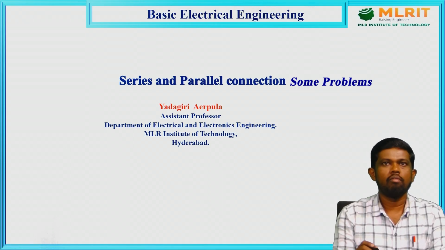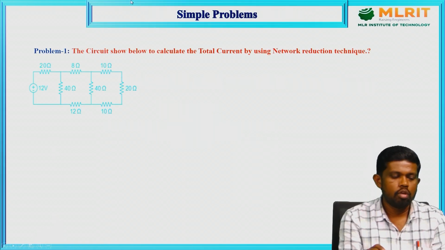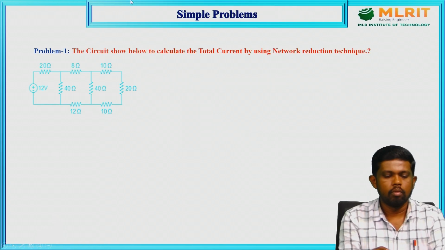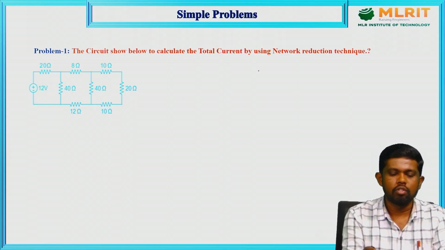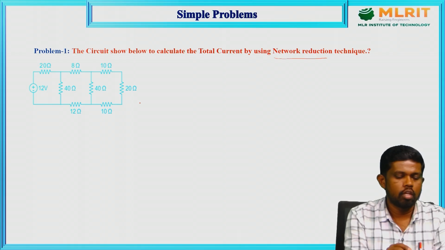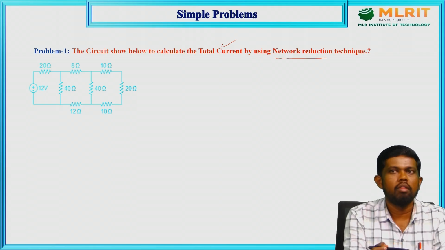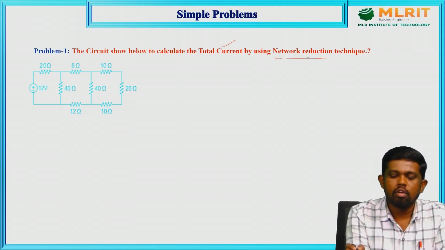So in this session, we are going to discuss the series and parallel connection of resistors. Here we need to discuss a numerical example based on the series and parallel combination, which we can call the network reduction technique. Based on this technique, we need to find the required parameter, meaning the current given by the battery or the source in the circuit.